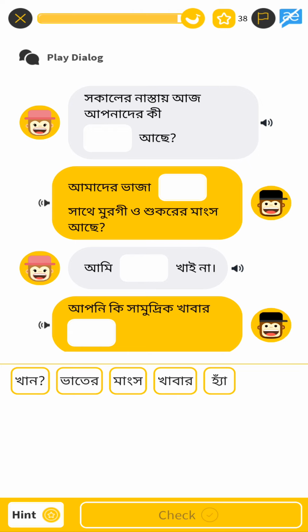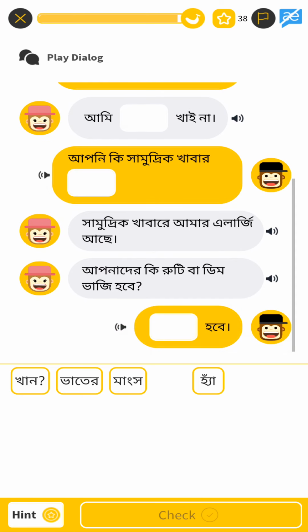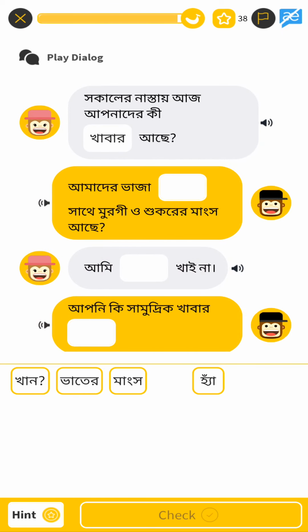So I think that would be kabar. As in, what food will you have? Amader paja. So here it says paja, and then in the second last word of the last sentence, it says paji, and I don't know why you would not just say paja again. If anyone knows, let me know in the comments.